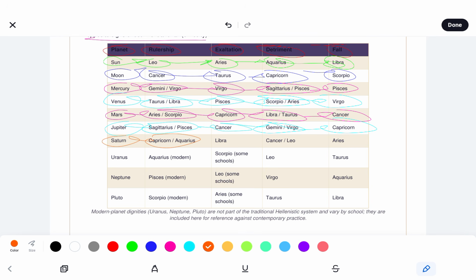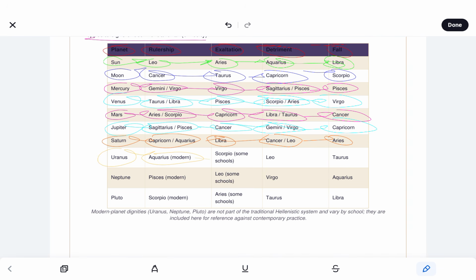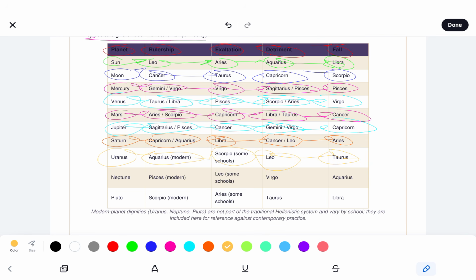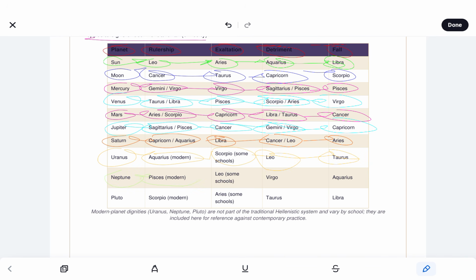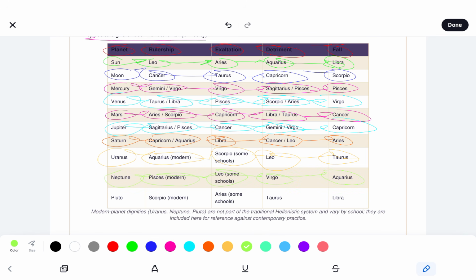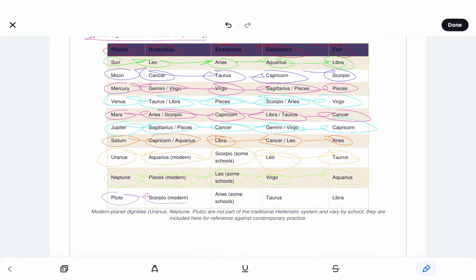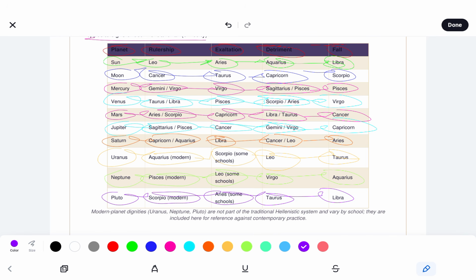Saturn, Capricorn, Aquarius, ruled, Libra, exalted, Cancer, Leo, detriment, Aries, fall. Uranus, Aquarius, modern rulership, Scorpio, some schools for exaltation, Leo, detriment, and Taurus, fall. Neptune, Pisces, modern rulership, Leo, some schools exalted, Virgo, detriment, Aquarius, fall. And then Pluto, Scorpio, modern rulership, Aries, some schools exalted, Taurus, detriment, with Libra, fall.